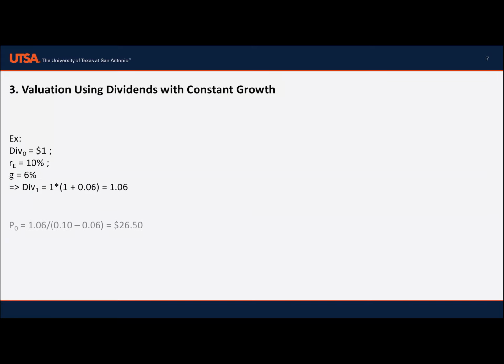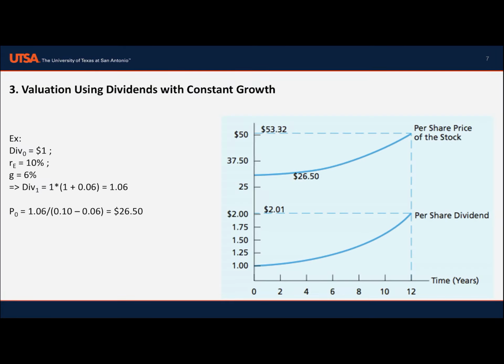So, valuation using dividends with constant growth. Let's have an example. We have a dividend at time 0 of $1, a return on equity of 10%, and a growth rate of 6%. How can we find the dividend paid at time 1? It's easy. You just multiply $1, the dividend paid at time 0, by 1 plus the growth rate. The dividend paid at time 1 is 1.06. How can we calculate the present value of the stock? By looking at dividend 1. The formula is P0 equals dividend 1 over return on equity minus growth rate.